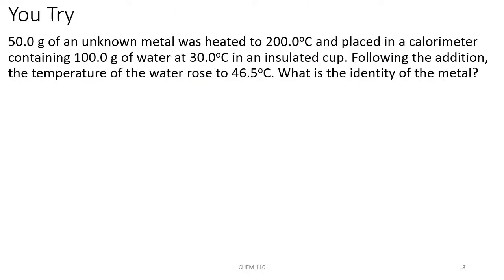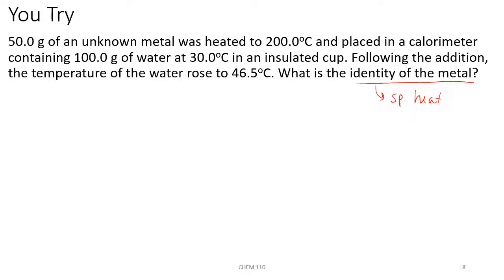The 50 grams of an unknown metal was heated to 200 degrees Celsius and placed in a calorimeter containing 100 grams of water at 30 degrees Celsius in an insulated cup. Following the addition, the temperature of the water rose to 46.5 degrees Celsius. What is the identity of the metal? If ever we're solving for the identity of an unknown, that means that we're going to find the specific heat of that unknown and then compare it to our chart in order to identify it.